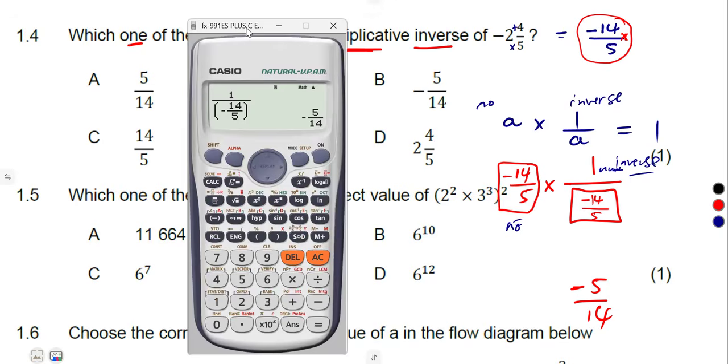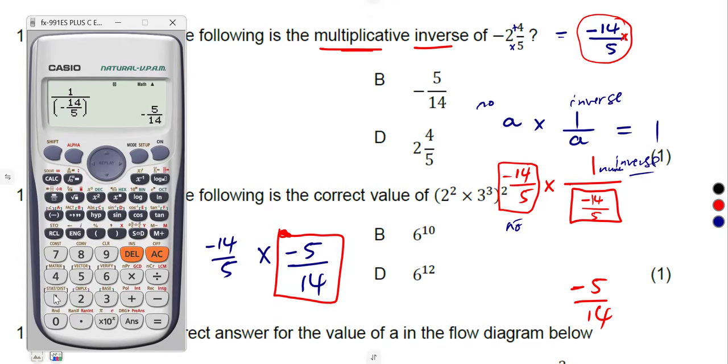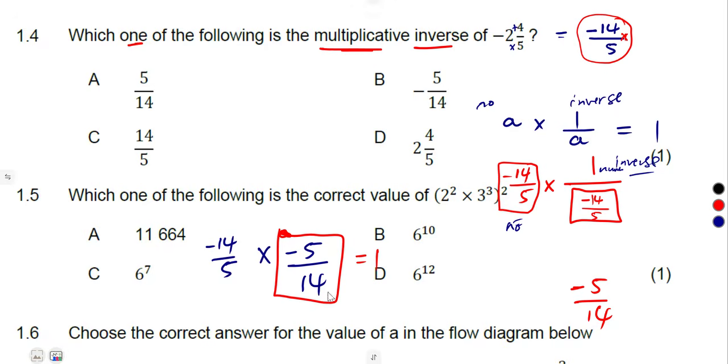Are we going to obtain a 1 or not? Negative 14 over what? Over 5. Then we multiply these two, negative 5. All right, so that's a negative 5 over what? Over 14. All right, so that's a 1, as we can see. It gives us a 1.